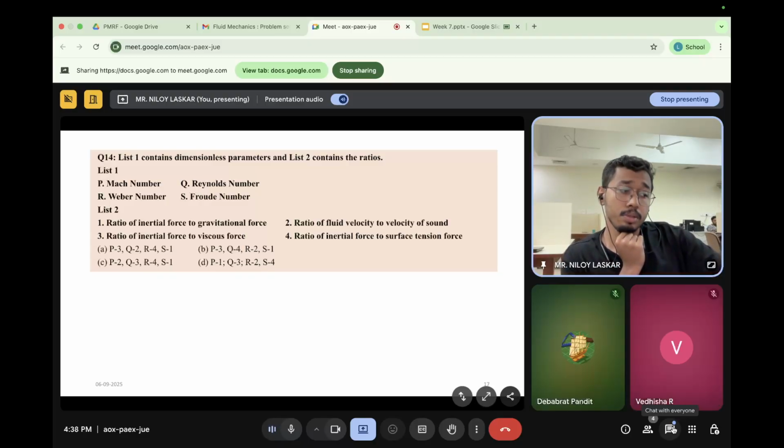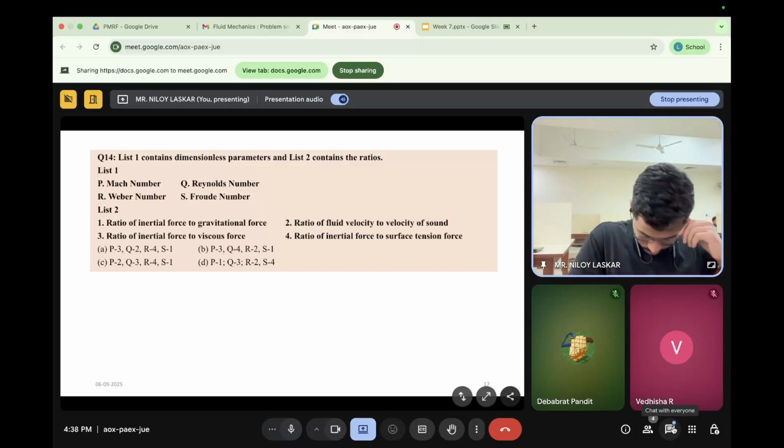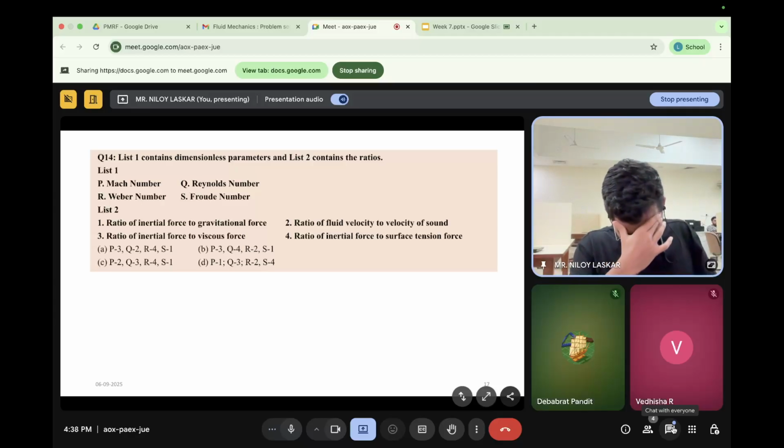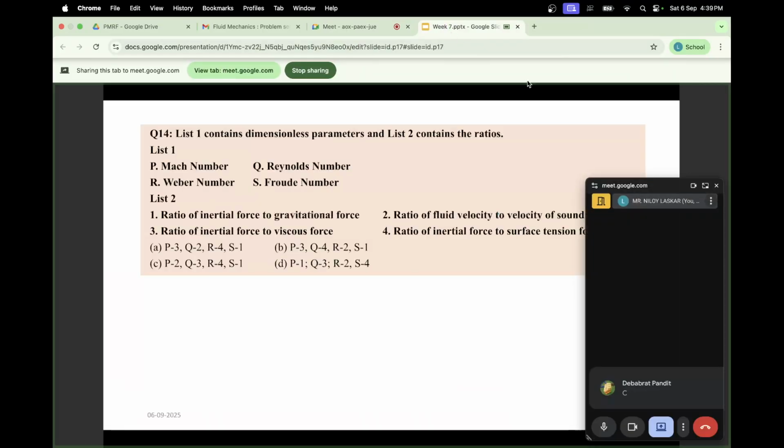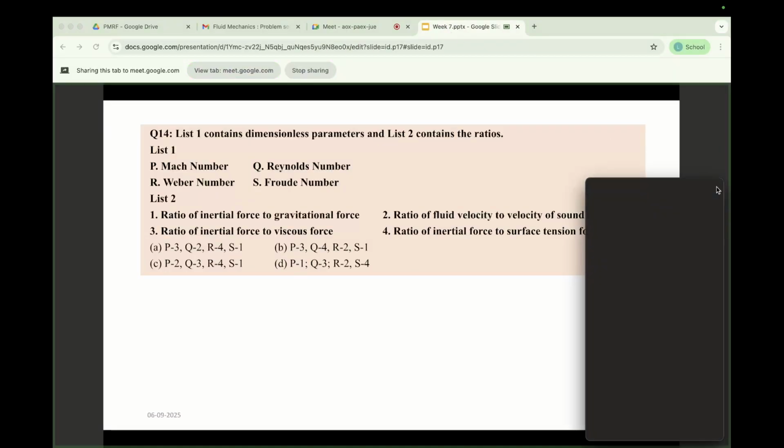Yes, and what about the rest? Yes, option C. Yes, option C is the correct answer.